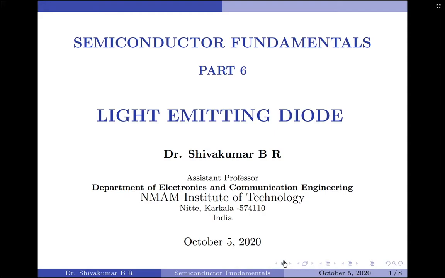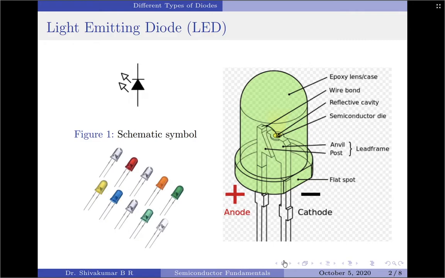The LED has displaced traditional incandescent or filament based light sources in many applications due to its high efficiency in turning an electrical energy input into a light output. They are small, physically robust, operate relatively cool, and are available in a number of different colors. The schematic symbol of the LED is shown in figure 1 here.